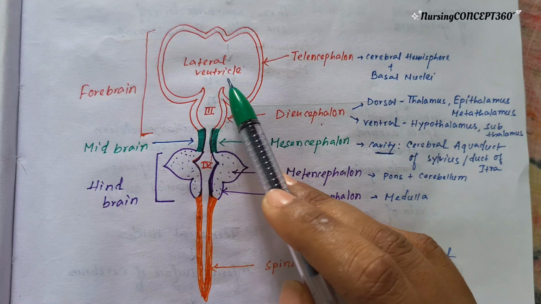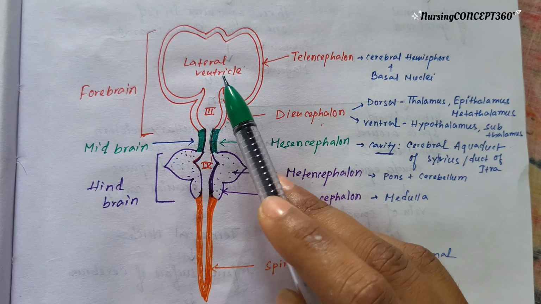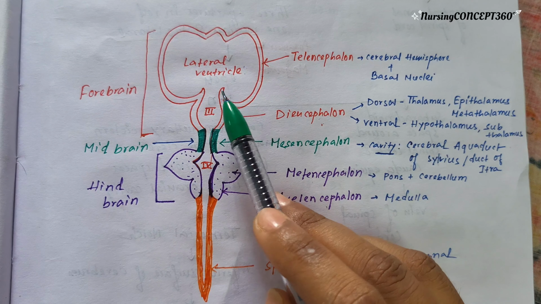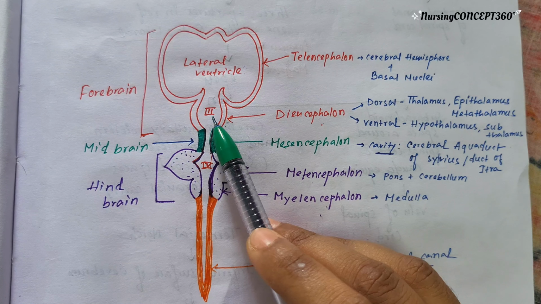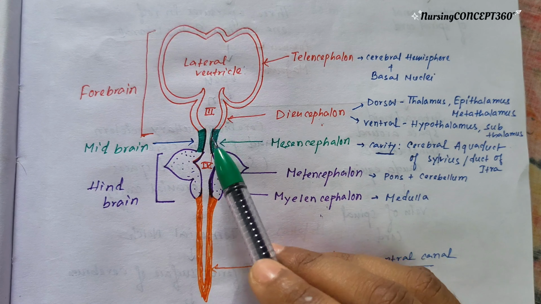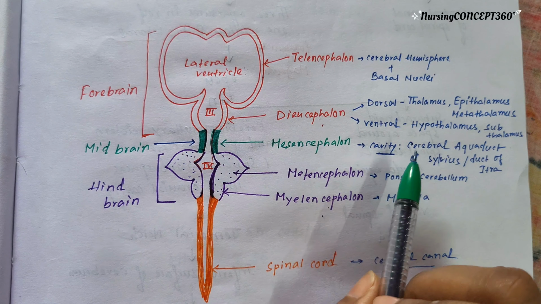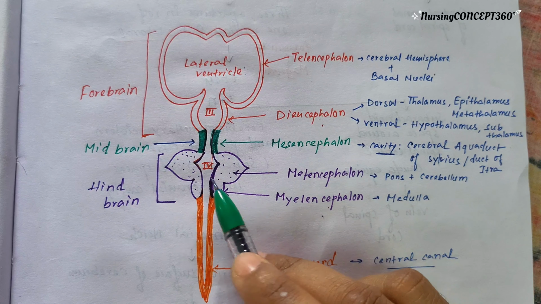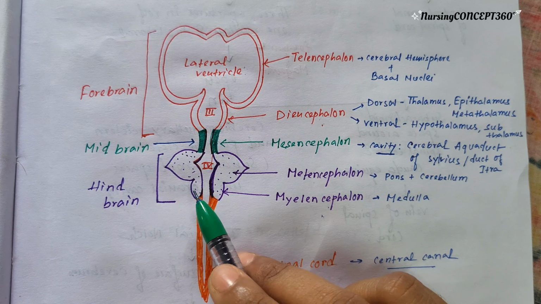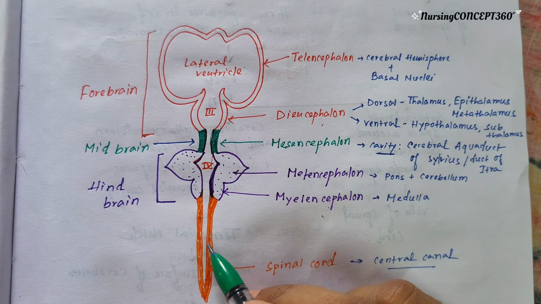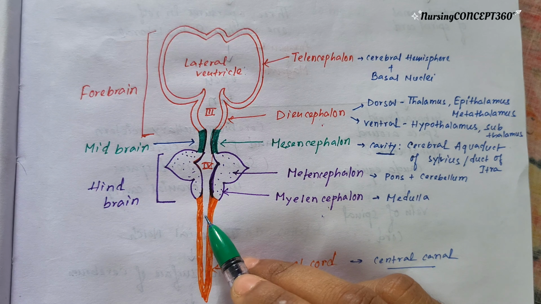So the first ventricle and second ventricle, the two lateral ventricles, are present in the forebrain. The third ventricle is also present in the forebrain. The cavity of the midbrain is called the cerebral aqueduct of Sylvius, and the fourth ventricle is present in the hindbrain, and the central canal is the cavity of the spinal cord.